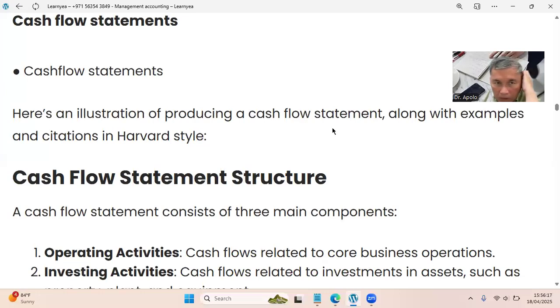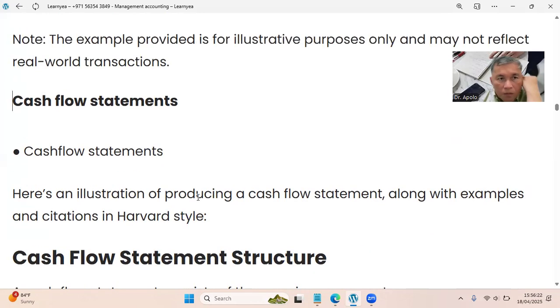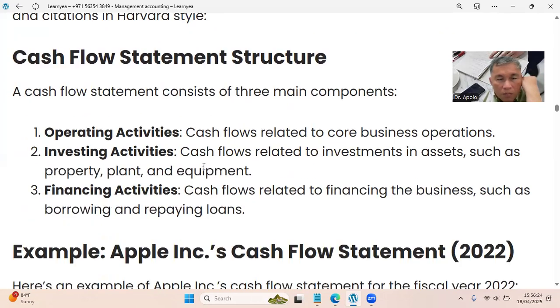I'm going to share with you now some of the topics, particularly in management accounting. So let's talk about the cash flow statement. When we say cash flow statement, these are the sources, the money that is flowing in the company. Here's the illustration. The cash flow statement consists of three main components: operating activities, investing, and financing.